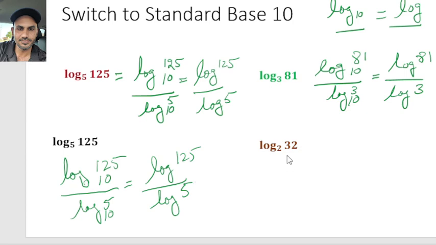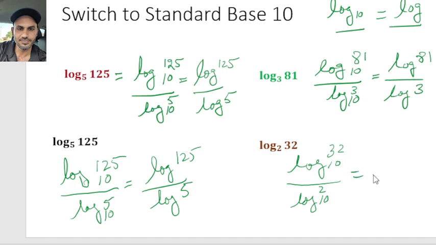The next one, we're going to do the same thing. To convert that to base 10, we're going to do log of 32 with base 10 divided by log of 2 with base 10. All right.